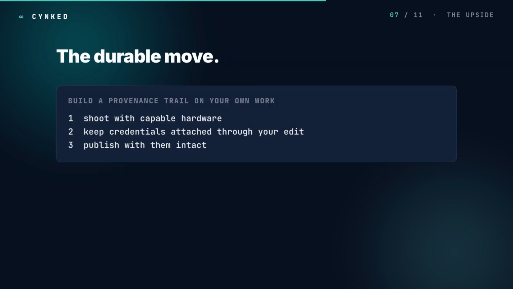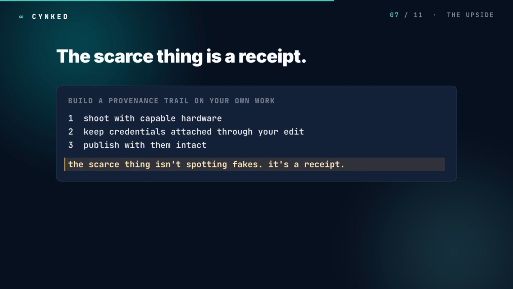So the durable move, for journalists, for brands, for anyone whose credibility is the product, isn't buying a better detector. It's building a provenance trail on your own work. Shoot with capable hardware. Keep credentials attached through your edit. Publish with them intact. In a world where anything can be faked, the scarce thing isn't the ability to spot fakes. It's a receipt. Now, let me be equally honest about the failures, because this system has real ones.